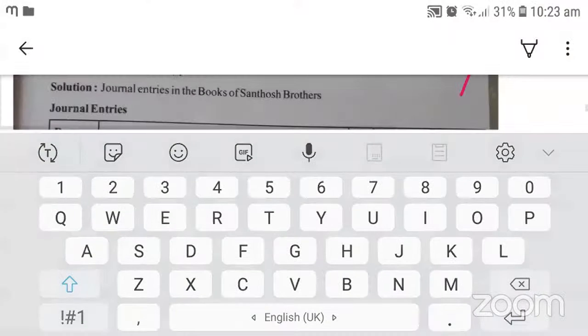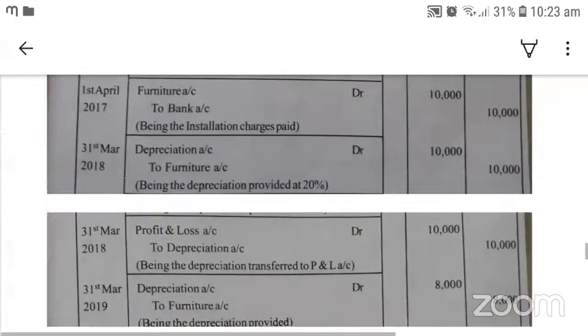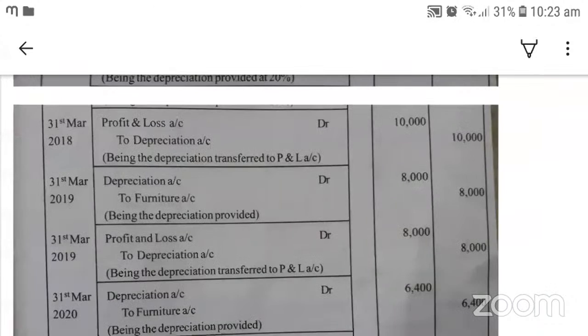Next, profit and loss account debit to depreciation account. We will transfer the depreciation amount to the profit and loss account. In the first year, we have prepared final accounts. In that, depreciation will be debited in the profit and loss account. The expenses will be debited in the profit and loss account. We have to transfer the amount of depreciation to the profit and loss account.